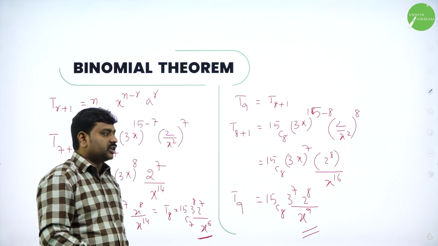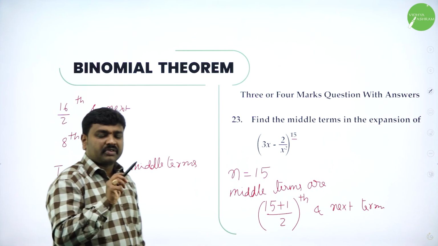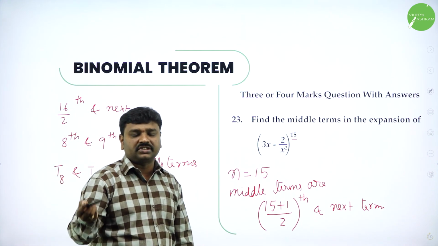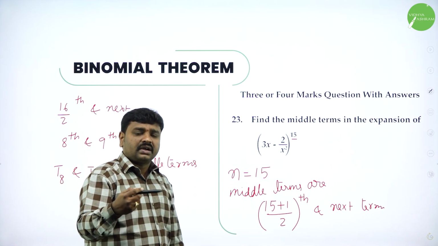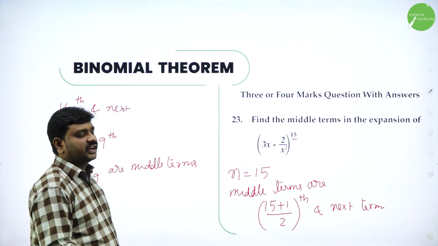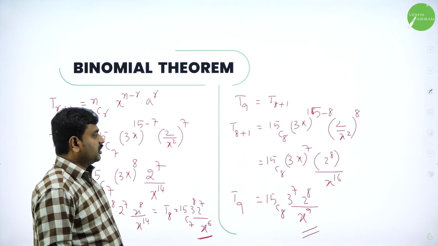T8 and T9 are the middle terms because the power is an odd number. If the power is an odd number, the (n plus 1) by 2th term and the next term. 15 plus 1 by 2. 15 plus 1 is 16, 16 by 2 is 8. 8 and 9. T8 and T9. For the 8th and 9th terms, you should use the formula and get the answer.